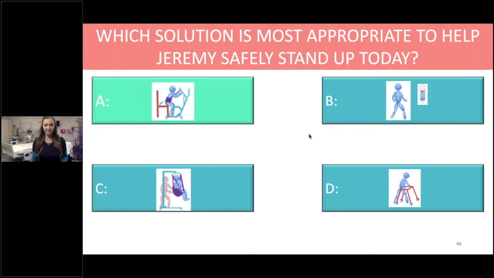Obviously, Jeremy's not safe to get up by himself. He's not able to use a walker because he can't clear his bottom to stand up. And a seated sling is not going to help him achieve his mobility goal.